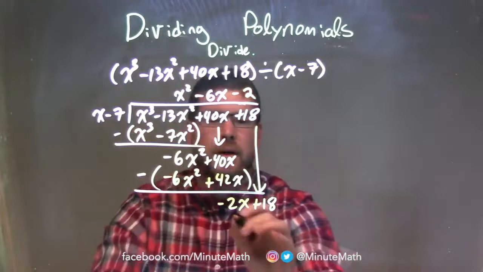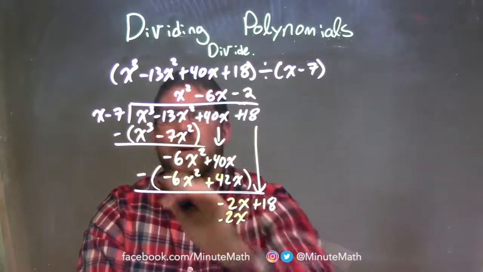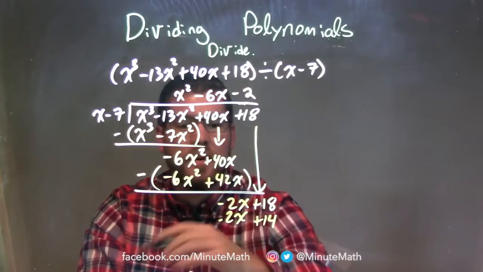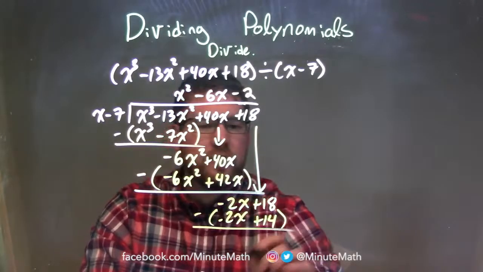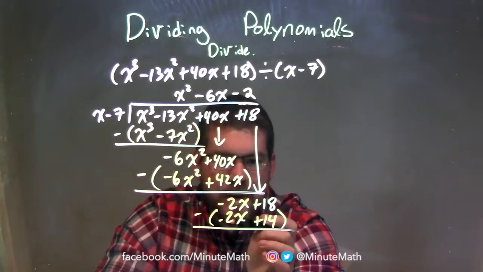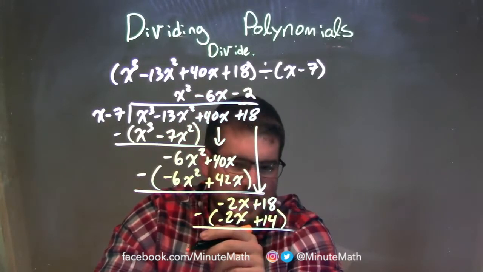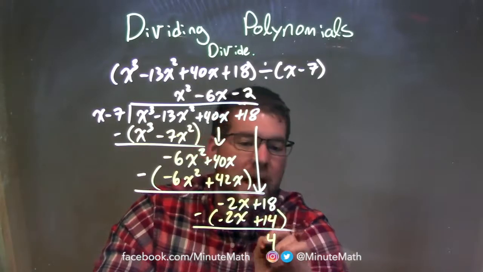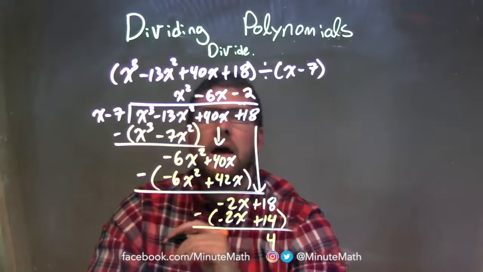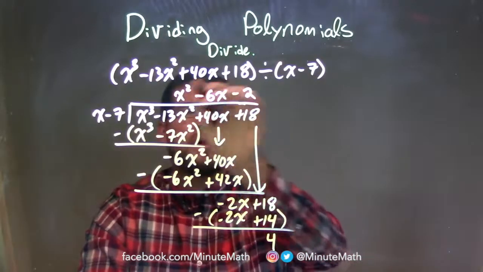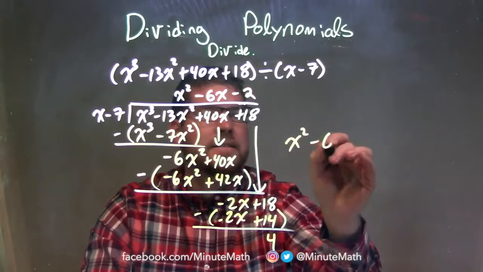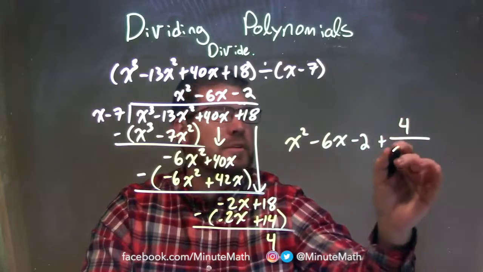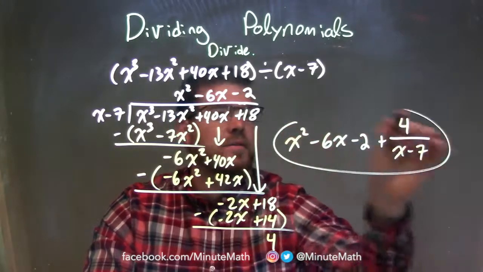Minus 2 times x is a minus 2x right there. Minus 2 times minus 7 is a positive 14, and a negative times a negative is a positive. We subtract the two right there. Minus 2x minus a negative 2x is like adding a positive 2x. 0. 18 minus 14 is just a positive 4. That is my remainder, that positive 4 right there. And so my final answer, I just rewrite what's up here: x squared minus 6x minus 2 plus my remainder, which is 4, over my divisor, which is x minus 7. And that is the final answer.